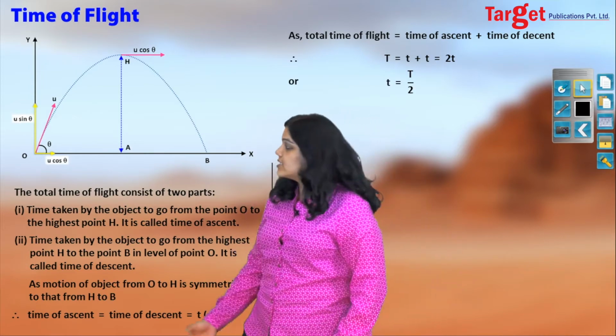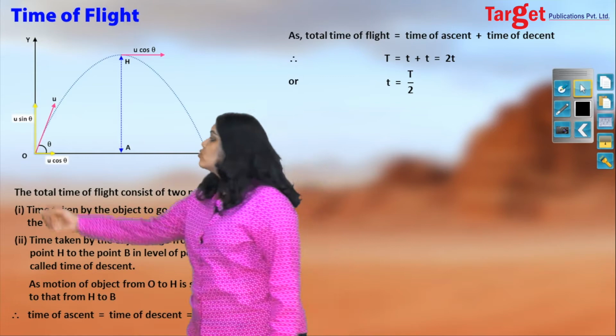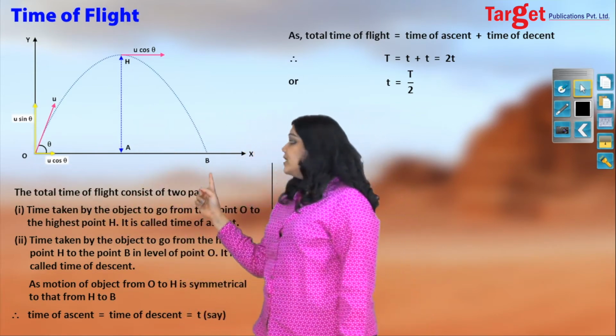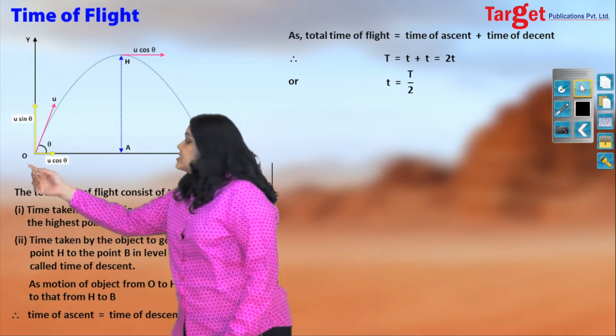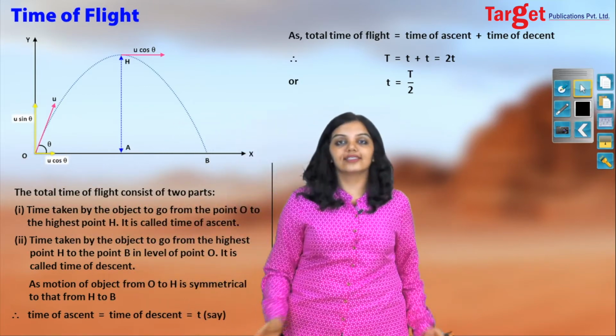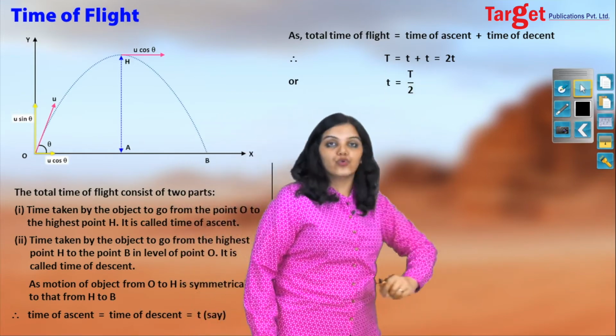This simply means that the time taken to go from O to H is half the time it takes to go from O to B, or you can say the time it takes to go from H to B is half the time it takes to go from O to B. So that means each of these is half the total time. That's what we have found. Small t is equal to capital T by 2.